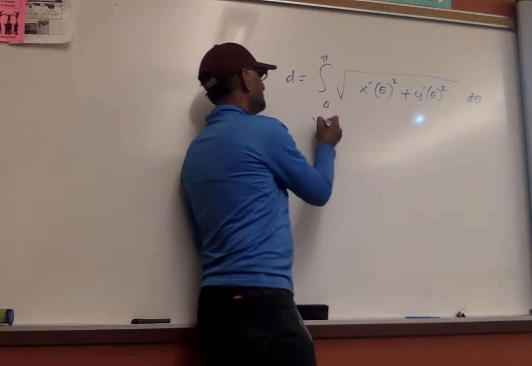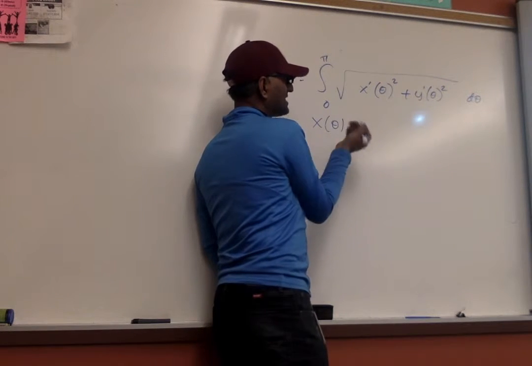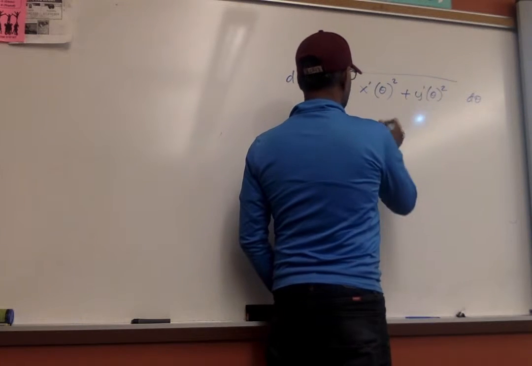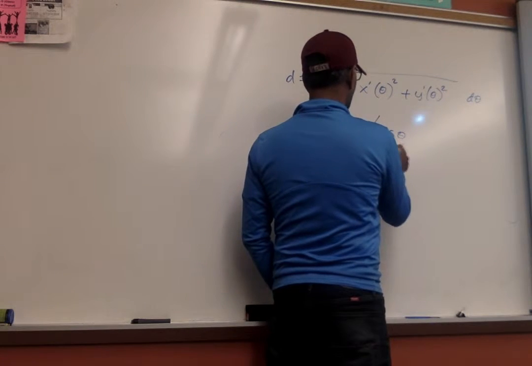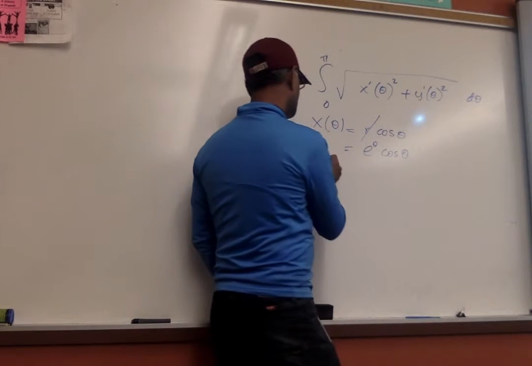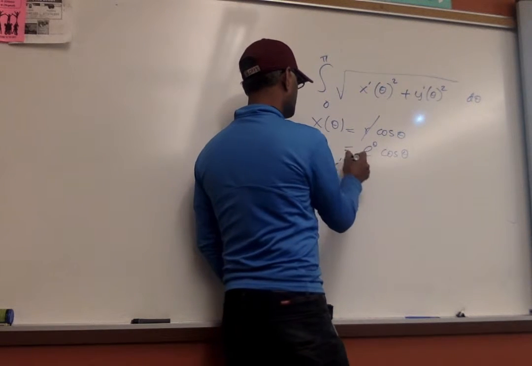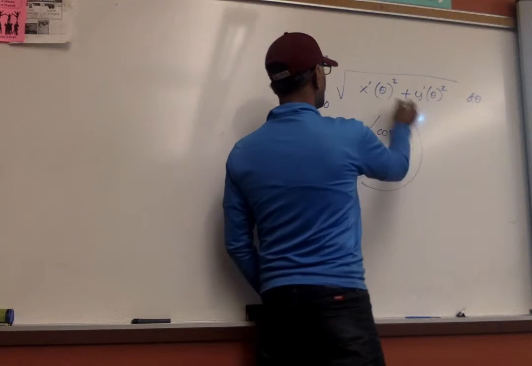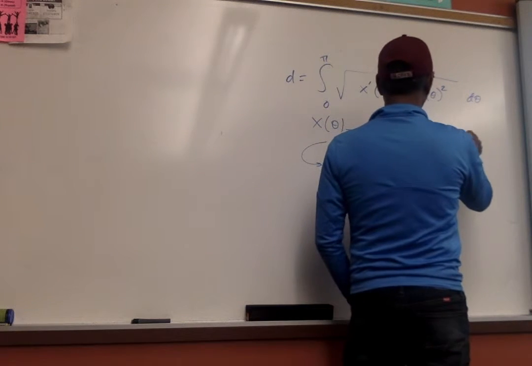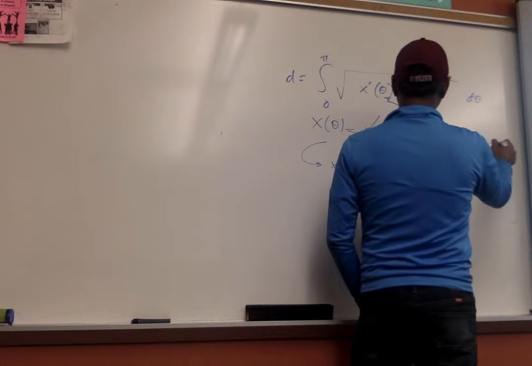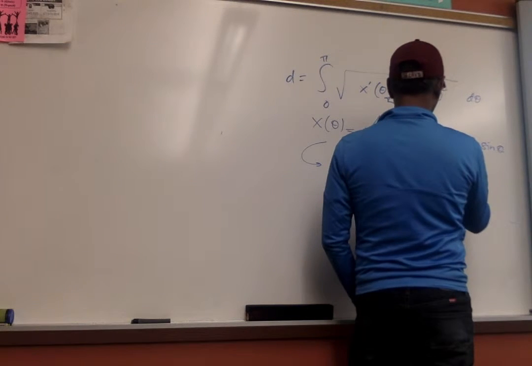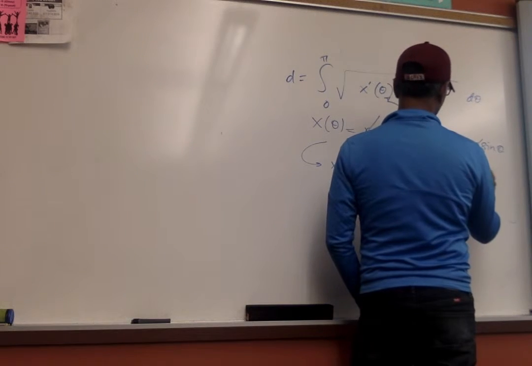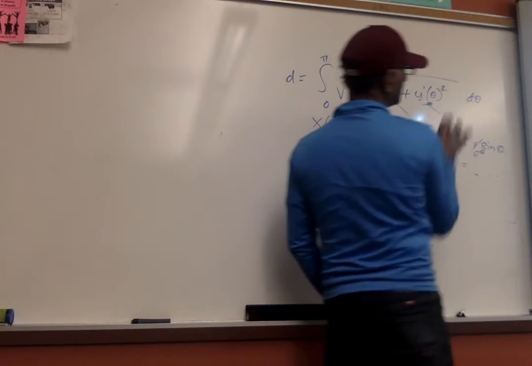X of theta? We discussed this 2 minutes ago. What's x of theta? Is that just r cos theta? So r is nothing but e to the theta cos theta. And therefore, can I find x dash of theta? And then I will square it and plug that in. Similarly, can I find y of theta, which is r sine theta? Therefore, I can find y dash of theta using product rule. And then plug that in.